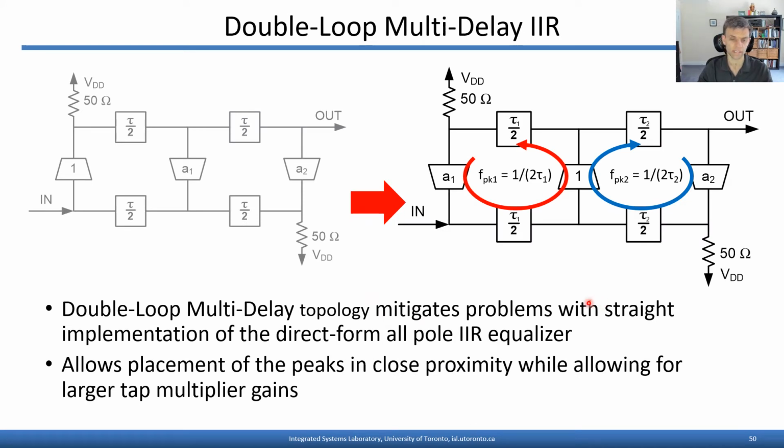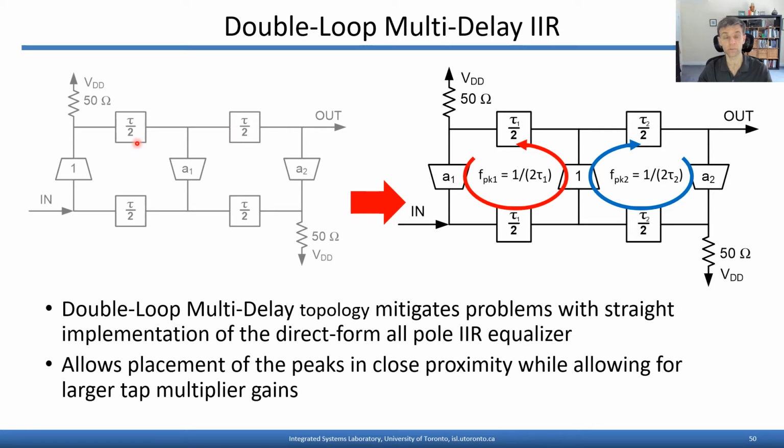A drawback is that the peaking frequencies, using a straightforward direct form IIR architecture as shown here on the left, have to be separated by a factor of 2. The first peaking frequency is going to be at around 1 over tau, whereas the second peaking frequency is going to be at around 1 over 2 tau.